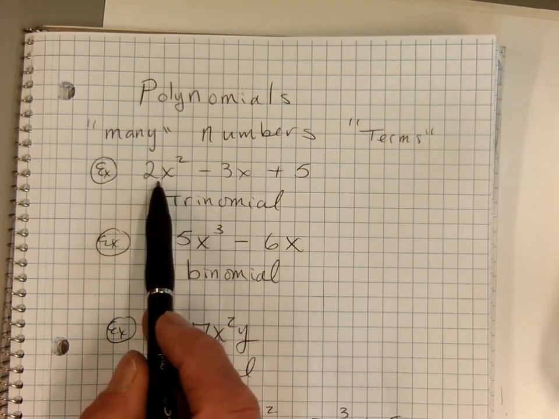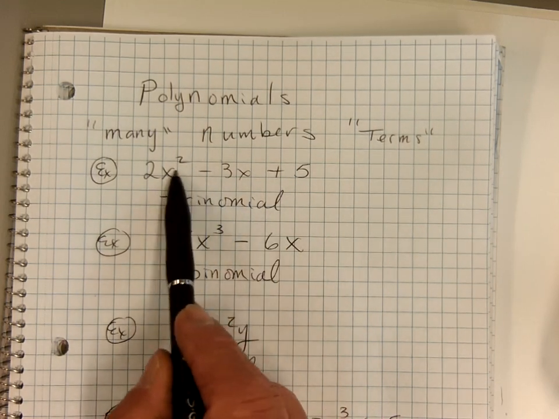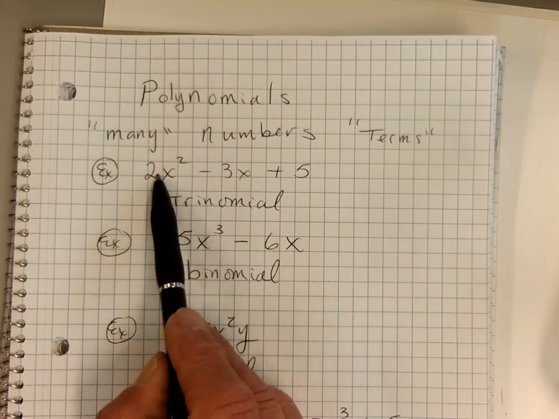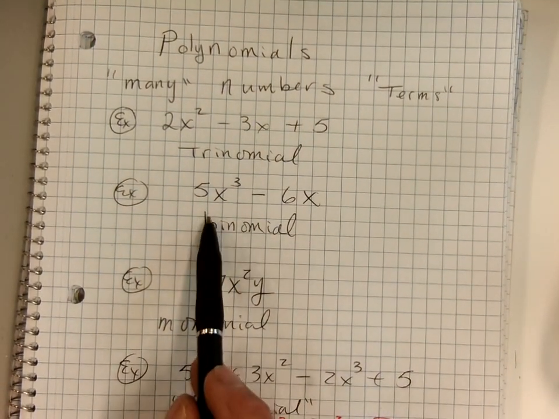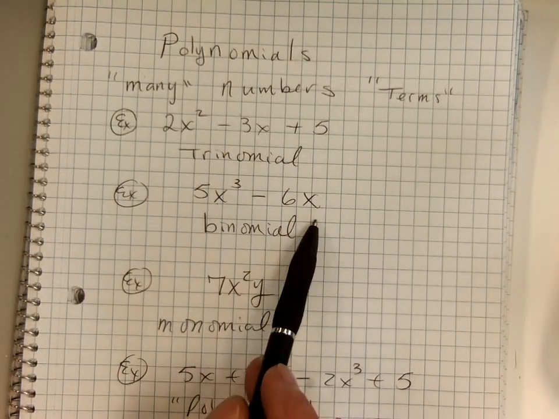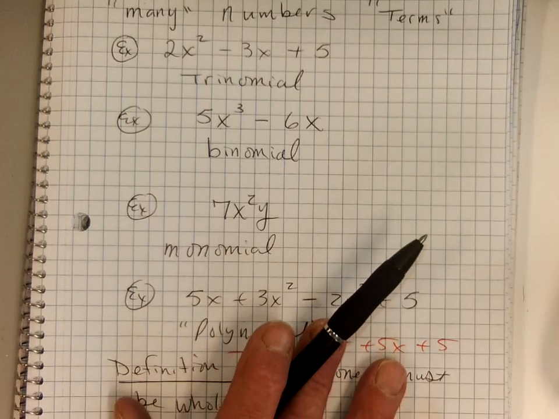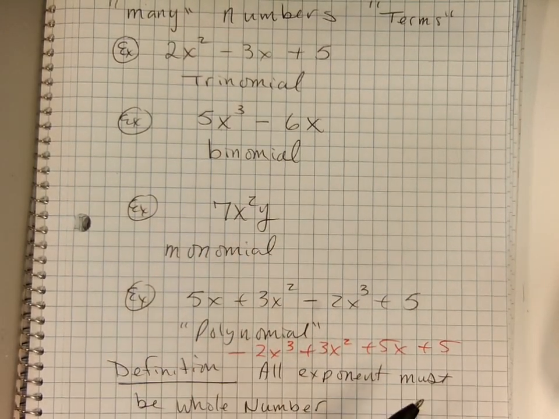So here's a polynomial, 2x squared minus 3x plus 5. We commonly will call that a trinomial because it's got 1, 2, 3 terms, okay? This example's a binomial, but it's also a polynomial. It's called a binomial because it's got 2 terms. This example is a polynomial, but it only has 1 term, okay?